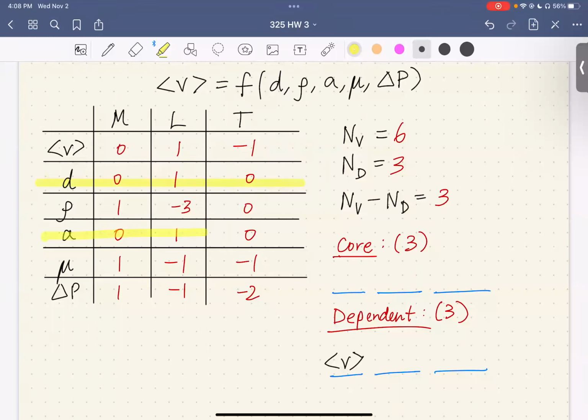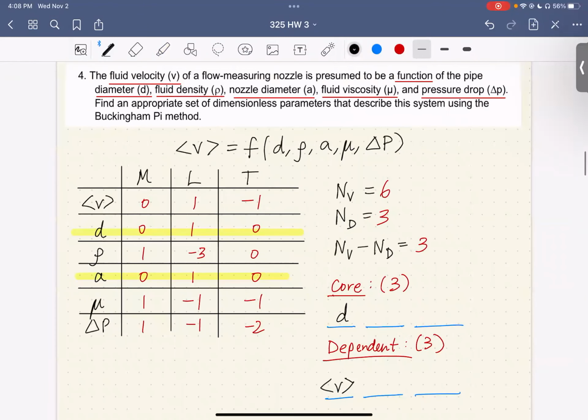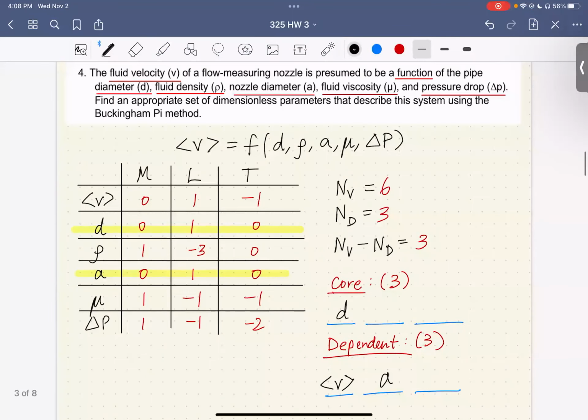So right away we can see these are equal. And what is our rule when we have something equal like this? That means we have to put one of these variables in the core variables and another in the dependent variables. We can't have them in the same category. So in this section, I'm going to use diameter of the pipe as a core variable, and then I'm going to put the nozzle diameter as a dependent variable. Hope we're all following so far. Now let's take a look at what other ones we can relate. So we have velocity here, we have length and time.